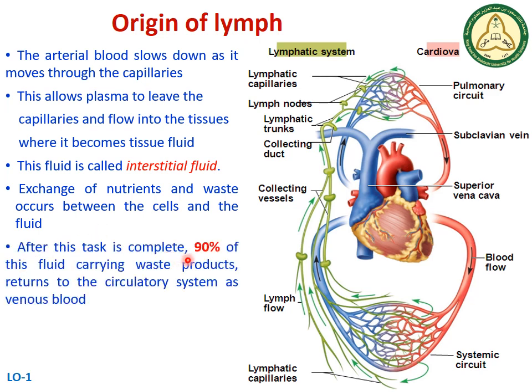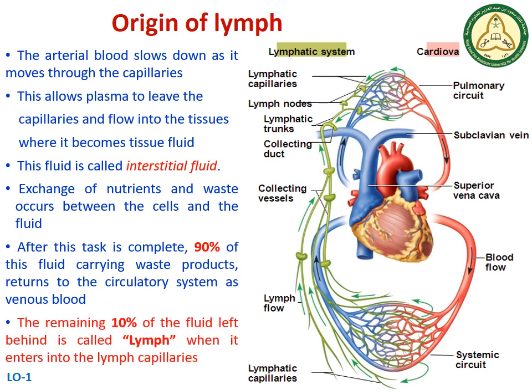After this task is complete, 90% of this fluid carrying waste products returns to the circulatory system as venous blood, and the remaining 10% of the fluid left behind is called lymph when it enters into the lymph capillaries. Inside the lymphatic capillaries, they are called lymph. But when they are outside in the interstitium, they are called interstitial fluid.